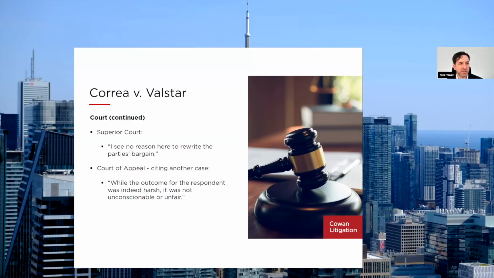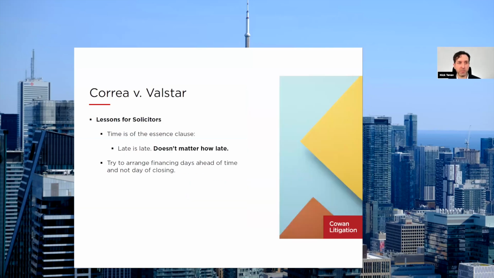The Court of Appeal cited another case, which said that while the outcome for the respondent was indeed harsh, it was not unconscionable or unfair. So again, they recognize this is very harsh, but the courts take these time is of the essence clauses very strictly, so there's no wiggle room. I guess their philosophy is that they don't want to start getting into an argument of what is late. Is it one minute late or five minutes? And are there other factors?